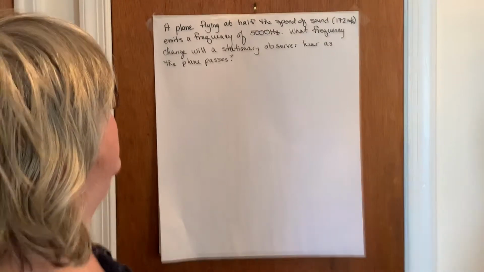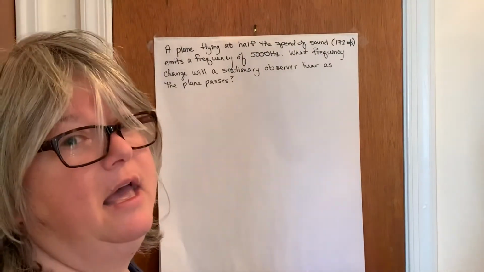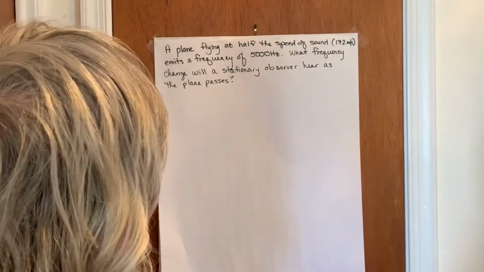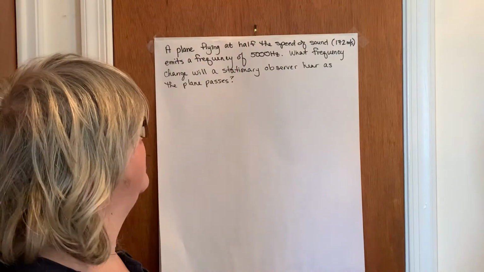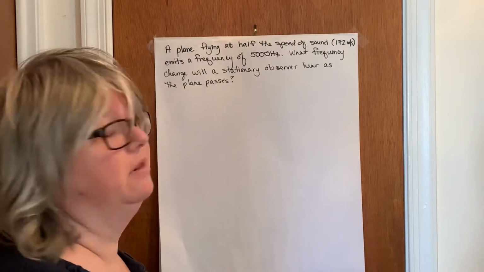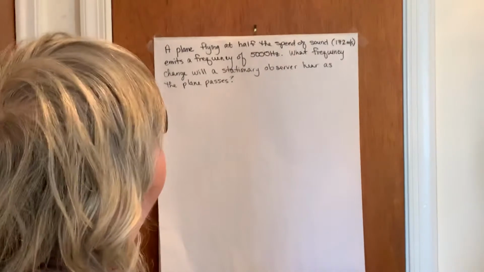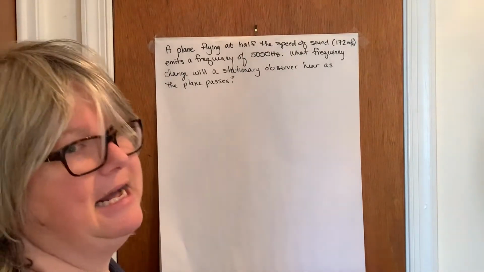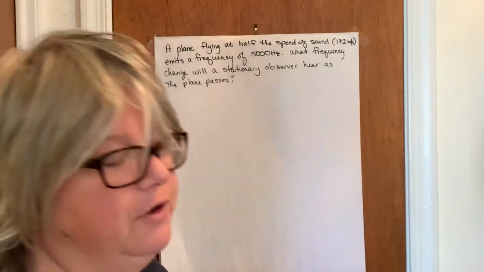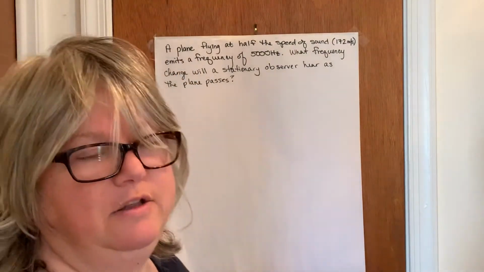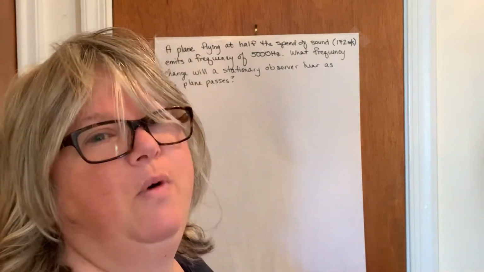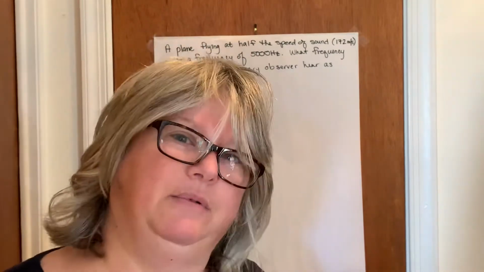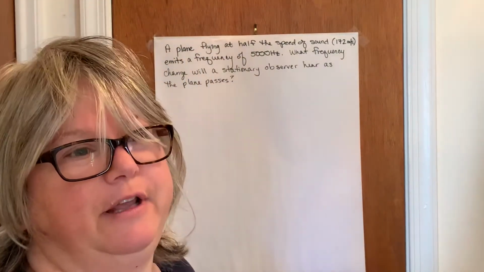A plane flying at half the speed of sound, and I give you that speed is 172 meters per second, emits a frequency of 5,000. Now, the second part of the problem I just condensed. It says, what frequency change will the stationary observer hear as the plane passes? What the problem says for you basically is, what do they hear as the plane approaches? What do they hear as the plane recedes? So it's the same problem, I just phrased it a little differently.